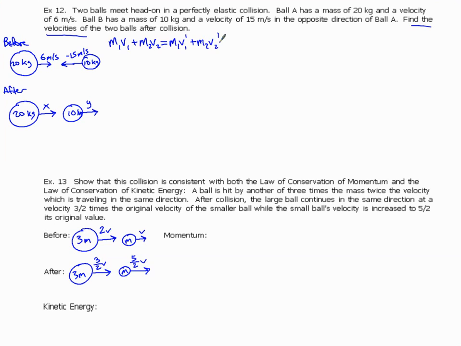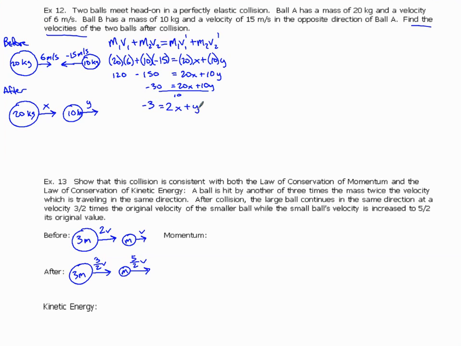So here is the law of conservation of momentum. And we'll go ahead and fill in our numbers. I'm going to leave off the units just for space here. Mass of ball A is 20, velocity is 6, plus mass of ball B is 10, velocity is negative 15. Mass of the first ball is 20, its new velocity, not sure, x, plus mass of the second ball is 10, new velocity is going to be y. So simplify a little bit. Can divide all of these by 10. And so -3 equals 2x plus y. And this is really about as simple as we can get it for now.